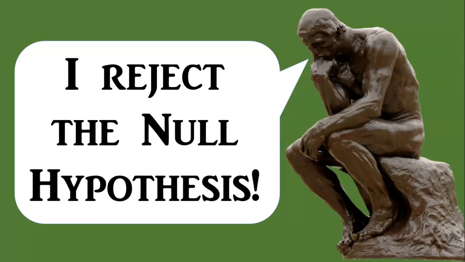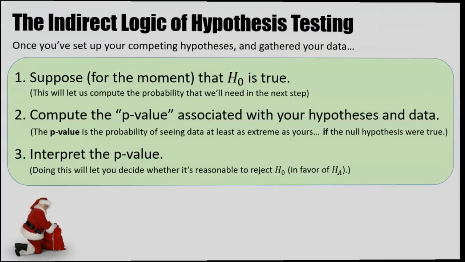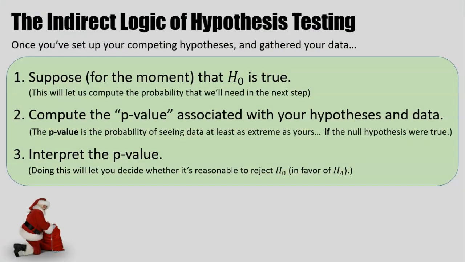And that's that. By now, I hope you have a basic understanding of the strange indirect logic of hypothesis testing. We suppose the null hypothesis is true, then find the p-value associated with your data and hypotheses, and finally interpret it, which will help you decide whether to reject the null or not.